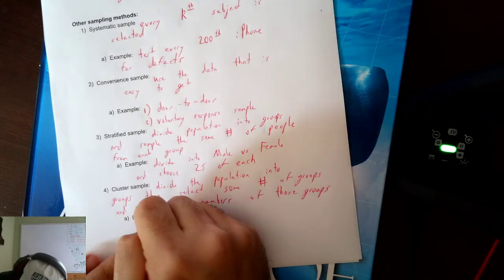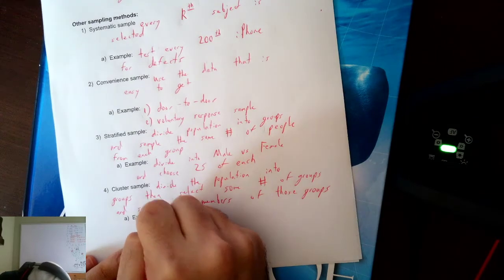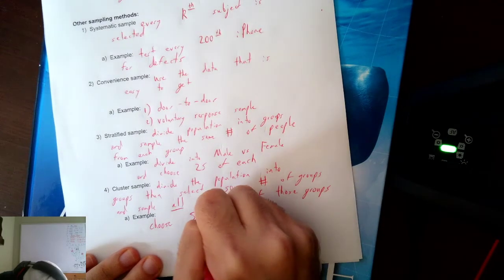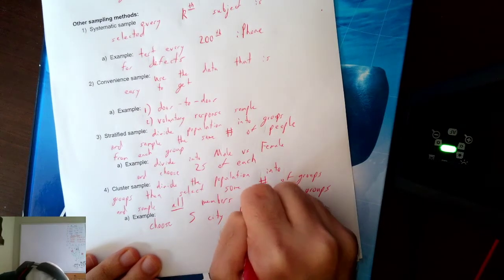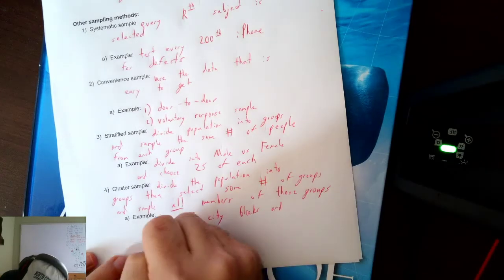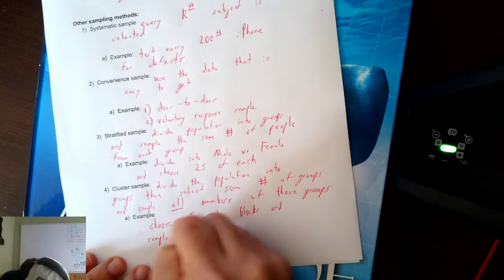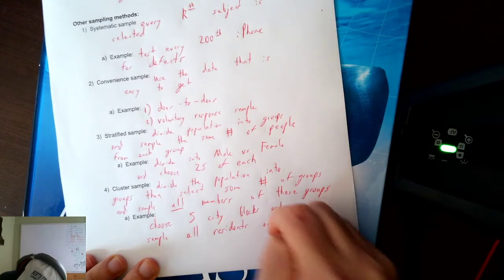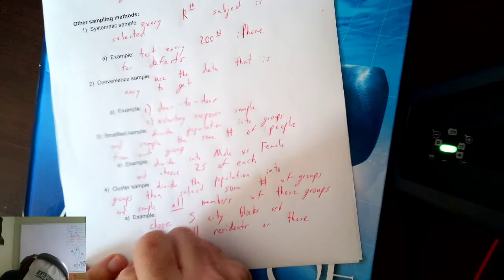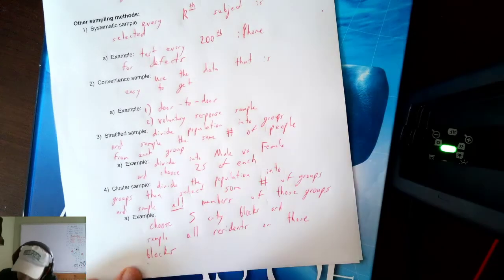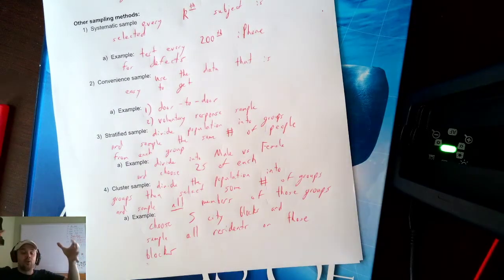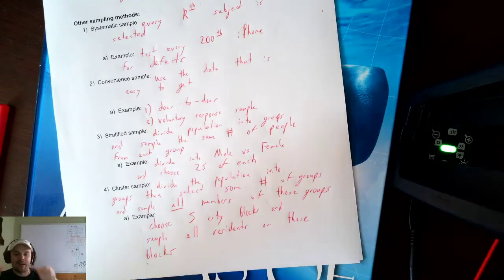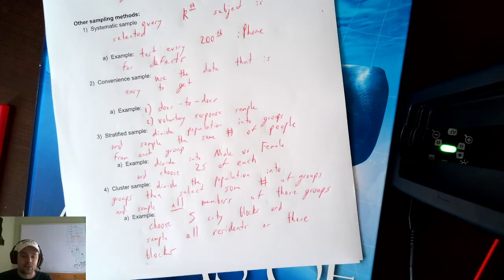So as an example, maybe I choose 5 city blocks and sample all residents on those blocks. So the population was divided into city blocks, right? You look at a map of a city, you've got a bunch of blocks, right? I then picked 5 of those blocks to sample.